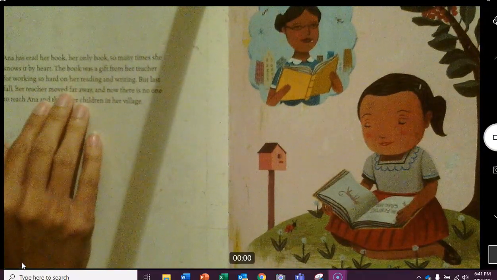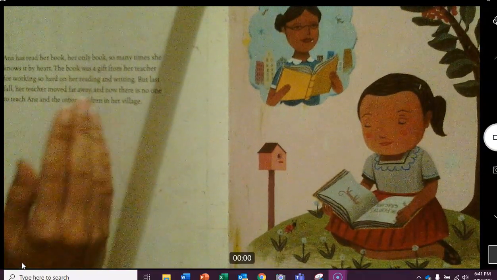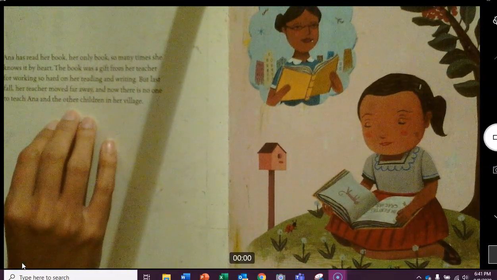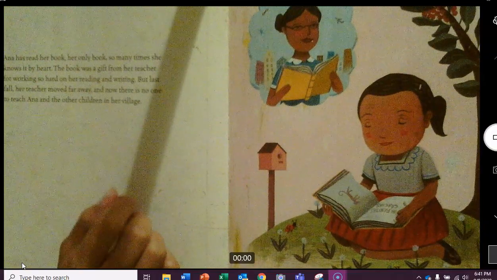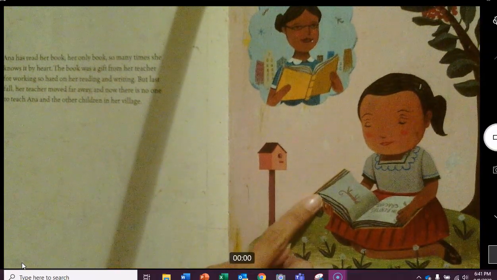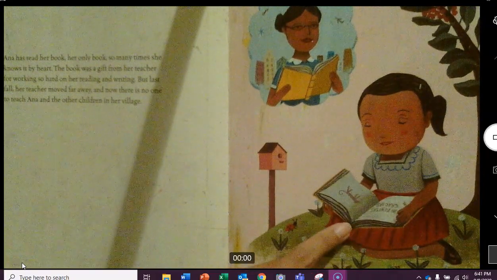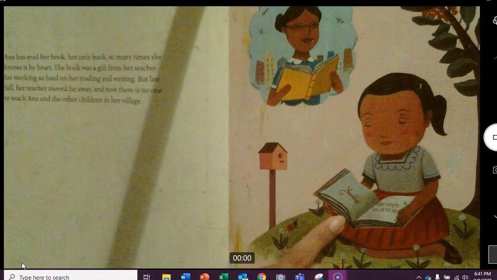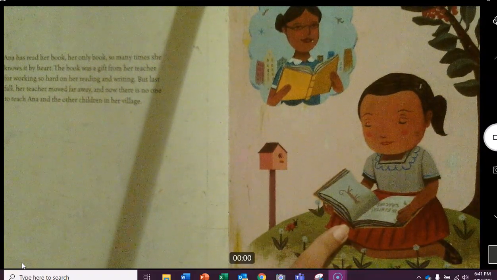Now, in the story, she's talking about her book, the only book that she's reading. Looking at my picture, I can notice a key detail. I notice she is reading a book.